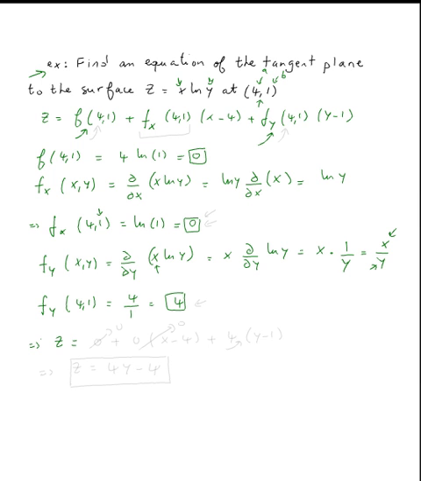So our equation will be z equal f of 4, 1, which is 0. Fx of 4, 1, we just calculated to be also 0. And fy at 4, 1, calculated to be 4. So the equation is z equal, I'm going to distribute, so 4y minus 4. Remember, 0 times anything will go to 0. And that's it for these examples.